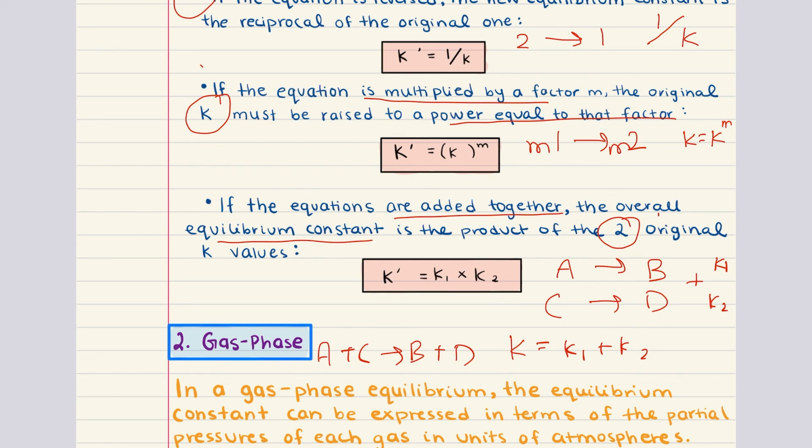So keep these 3 points in mind. I'm going to repeat them. If the equation is reversed, the new equilibrium constant is the reciprocal of the original one. If the equation is multiplied by a factor m, the original equilibrium constant must be raised to a power equal to that factor. And then finally, if the equations are added together, the overall equilibrium constant is going to be the product of the two original equilibrium constant values.